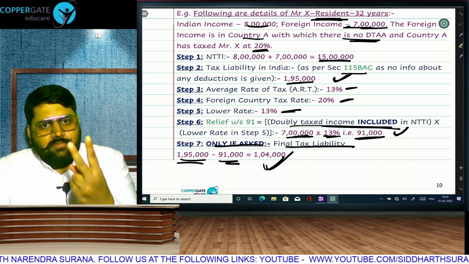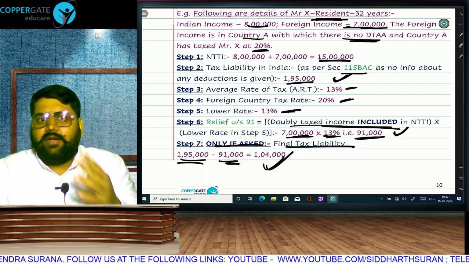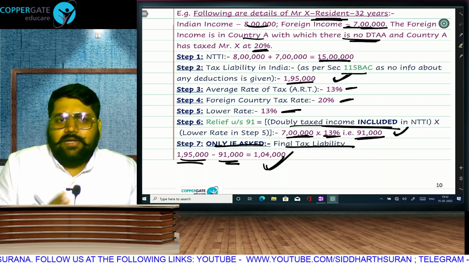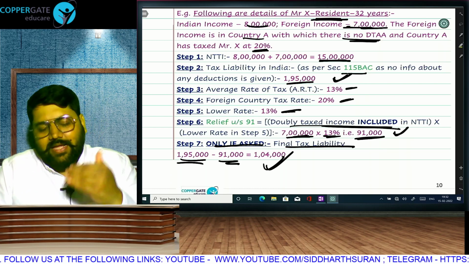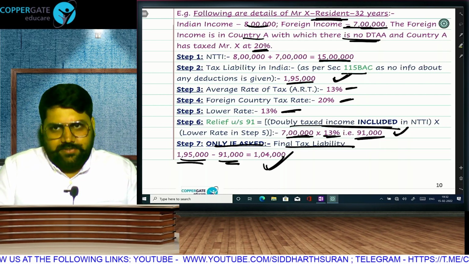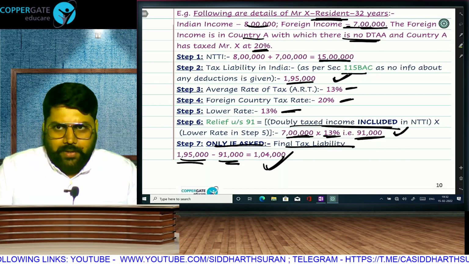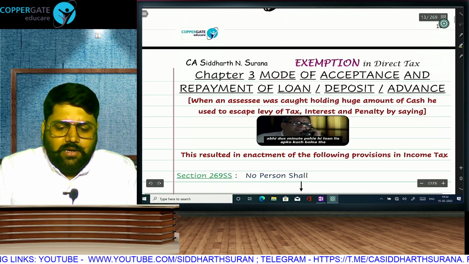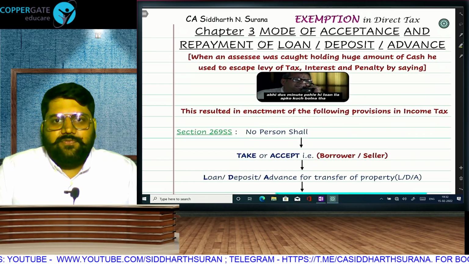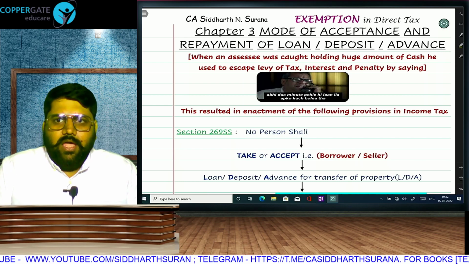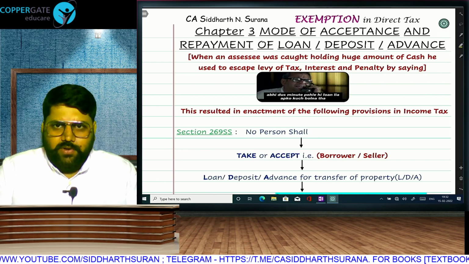So, total income, total tax, average rate, foreign rate, whichever is lower, doubly taxed income included in NTTI into lower rate, that's your total relief, and subtract the relief from your tax liability, you get your final tax payable. That was your second chapter, double taxation relief. We go ahead in the order of the index.